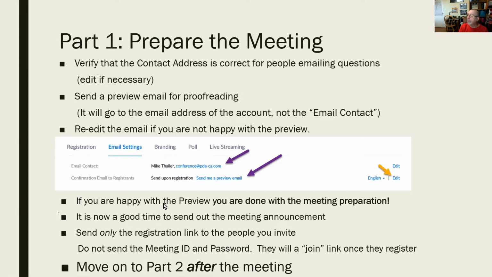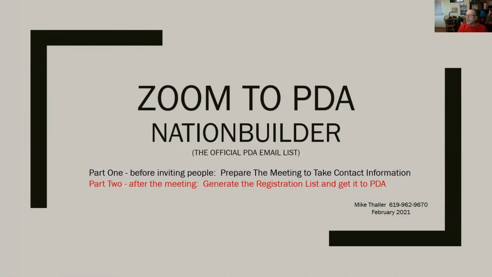So now we'll move into part two. Here we are at the beginning of part two, which once again is after the meeting. You need to generate the registration list and get it to PDA. So the meeting's over. You've had a good night's sleep, perhaps. You're ready to send the information off to PDA.